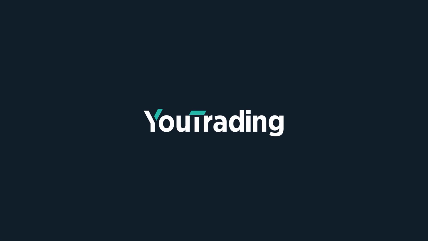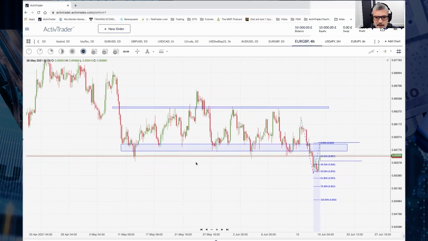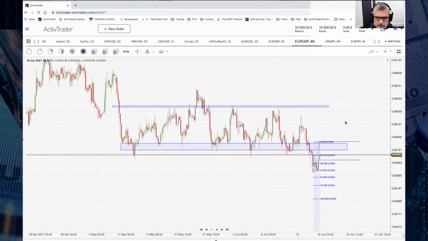And today I'm going to be talking about the euro, pound, and also a strategy. The trade idea today is to take a short based on this range here. I'm going to go straight into it. The strategy is to look for a breakdown of support, a retest of that support acting as resistance, and then looking for a continuation to the downside.